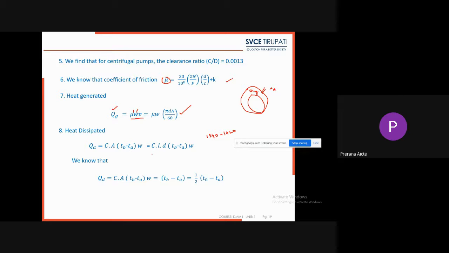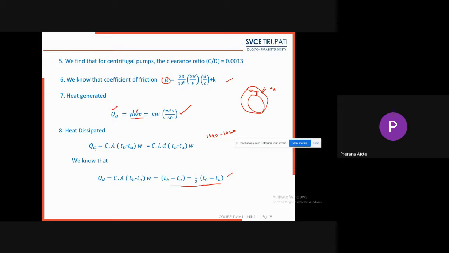A means area. What is the area formula? L into D. What is TB? Bearing temperature, and TA is the atmosphere or ambient temperature. If you want to find TB minus TA, we have one more relation: TB minus TA is equal to 1 by 2 into T naught minus TA, where T naught is the oil temperature, TA is the ambient temperature, and TB is the bearing surface temperature. So don't confuse them. In our examination they will use three temperatures: oil temperature, bearing temperature, and atmosphere temperature. When you find the TB minus TA value, it will be equal to 1 by 2 into T naught minus TA. Based on this relation, we calculate the QD value.